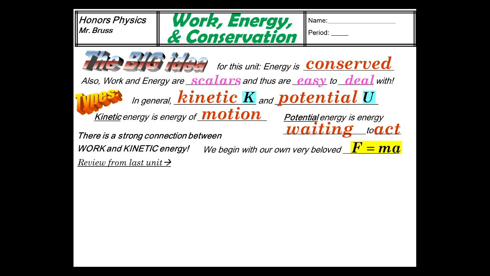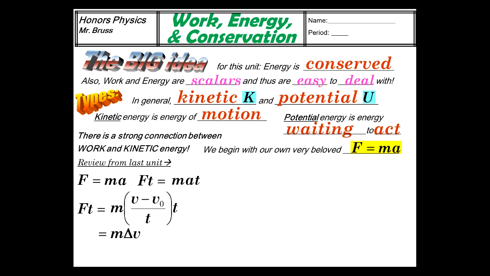So now there's a strong connection between work and energy. And we start with F equals ma. Let's do a quick review from last unit where we have F equals ma. If we multiply both sides by t, we get Ft is equal to mat. Now, I'm going to rewrite acceleration as delta v over t. So there it is, delta v over t times t. And so that's m delta v. So Ft is m delta v. Now, we know that m delta v is delta p, change in momentum. Therefore, Ft equals change in momentum, which is impulse. And that connects all that together.